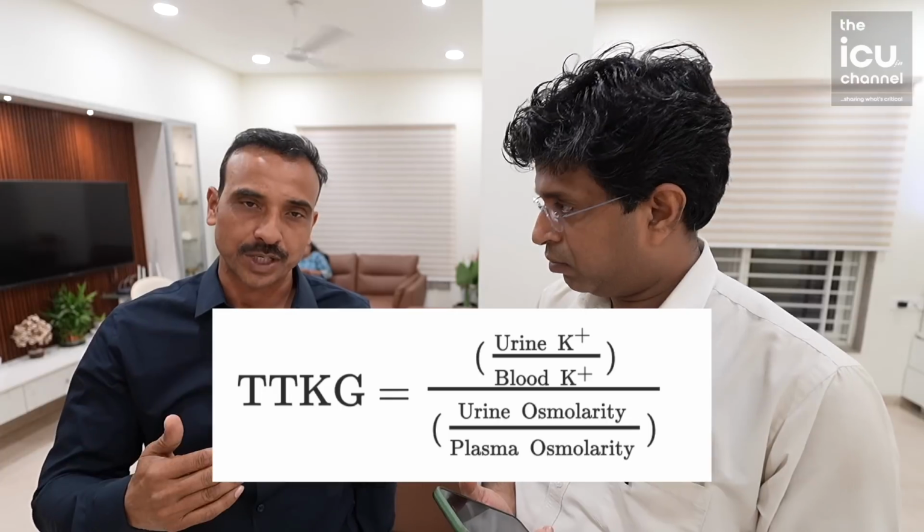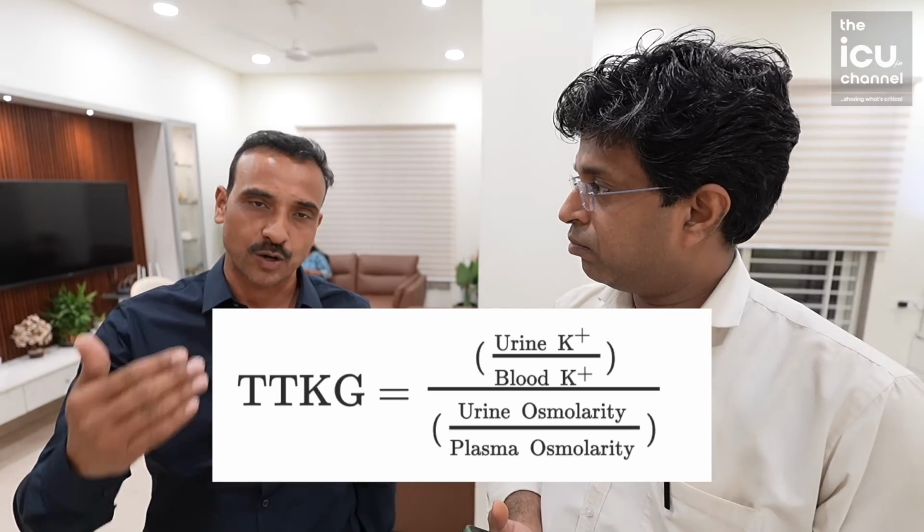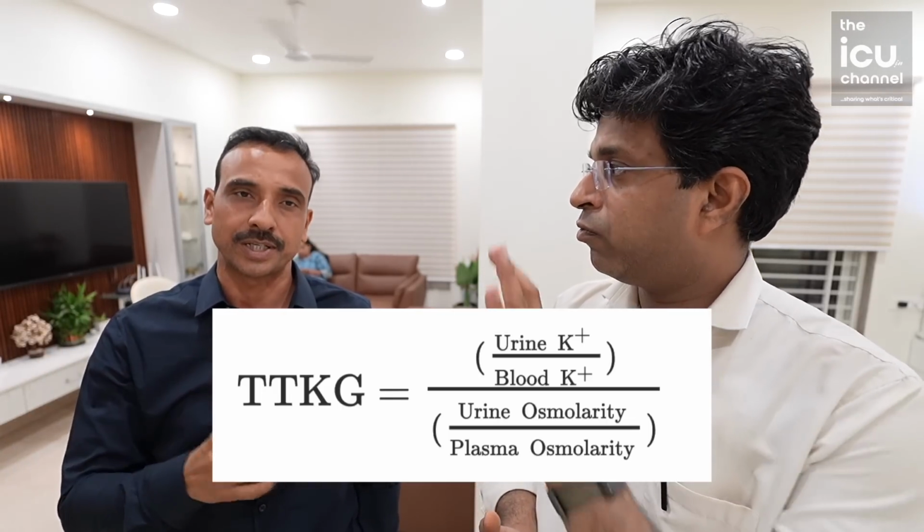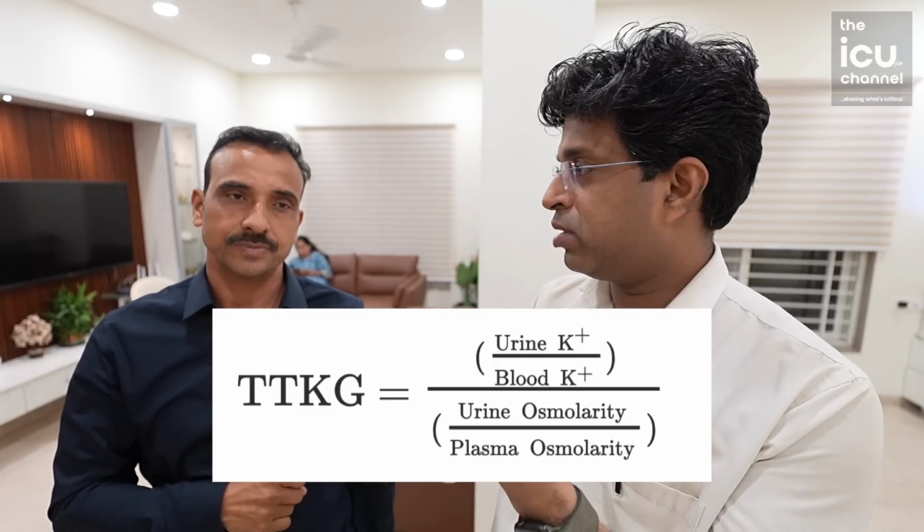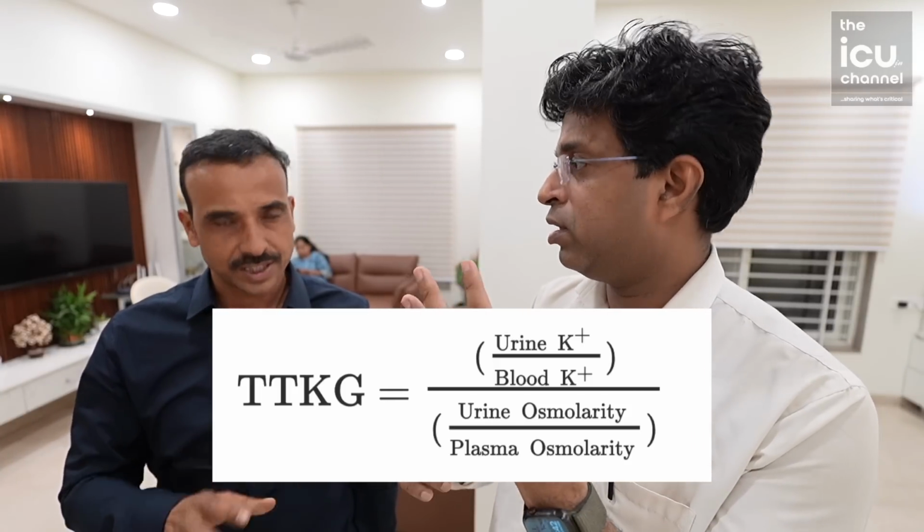So sir, before its utility in the ICU, can you tell how we calculate TTKG? Basically, we need to know the ratio of tubular potassium divided by serum potassium. Since we cannot take a sample of urine from the tubular compartment of the kidney, we use a neutralization mechanism. So we do urinary potassium divided by serum potassium, which is further divided by urinary osmolarity divided by serum osmolarity. So we need 4 values: urine potassium, serum potassium, urine osmolarity, and serum osmolarity.